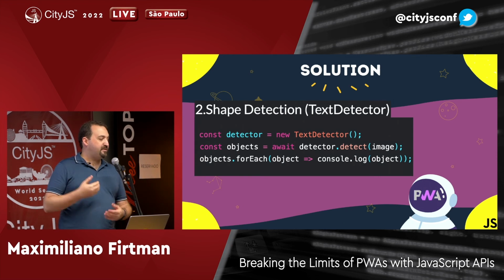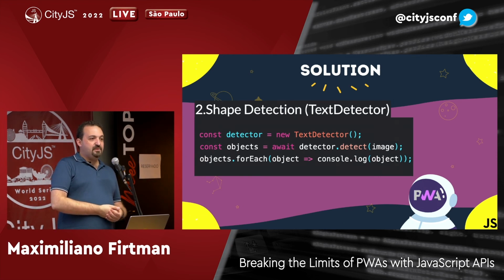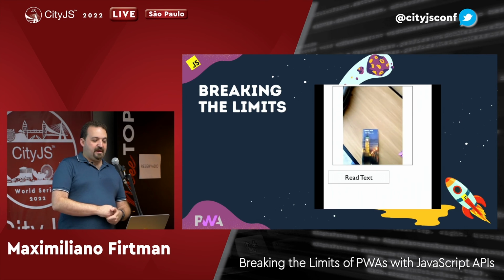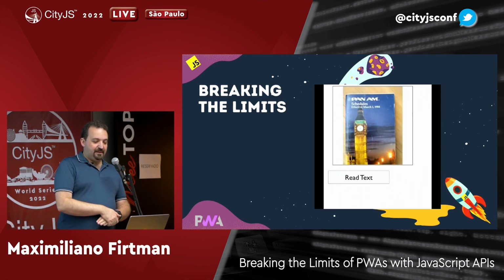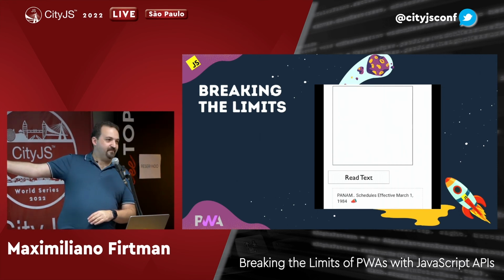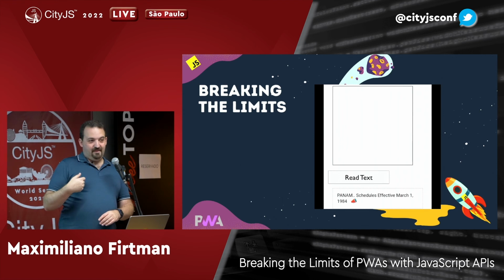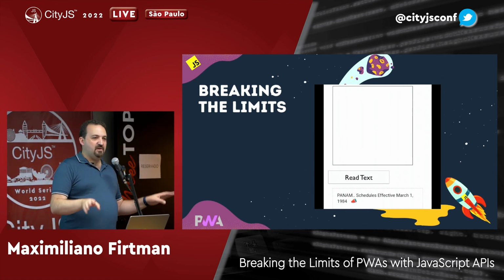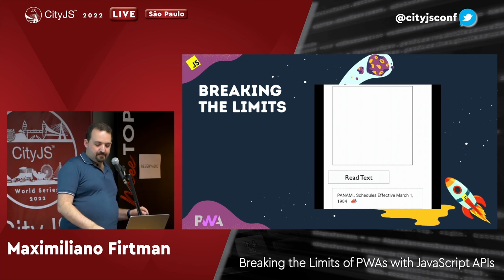And finally, you also have the text detector. That is actually using OCR, so it's recognizing text with the camera. I have a video on that one because I think it was more interesting. You open the camera, just plain JavaScript. I take a picture of that old Pan Am flight schedule to London, read the text, and it gives me text. And this is just a JavaScript API. I'm not using any SDK or cloud-based framework to do that.